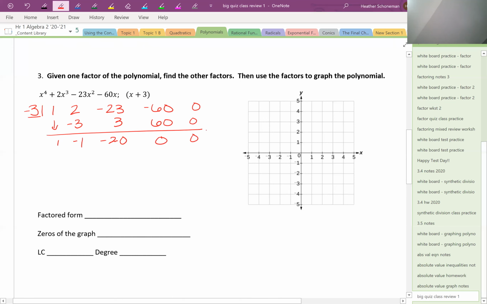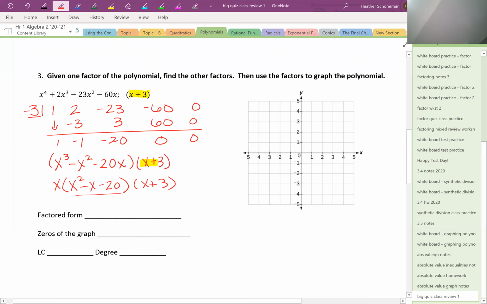Multiply 0 and add 0. Okay, so now because this is x to the 4th, this is 1 degree less. So this is x cubed minus x squared minus 20x. And all this is times the original one, because that was given to you as a factor, x plus 3. All right, but we can factor this further. I can take out an x, and by taking out an x, I'm left with x squared minus x minus 20, and then x plus 3.